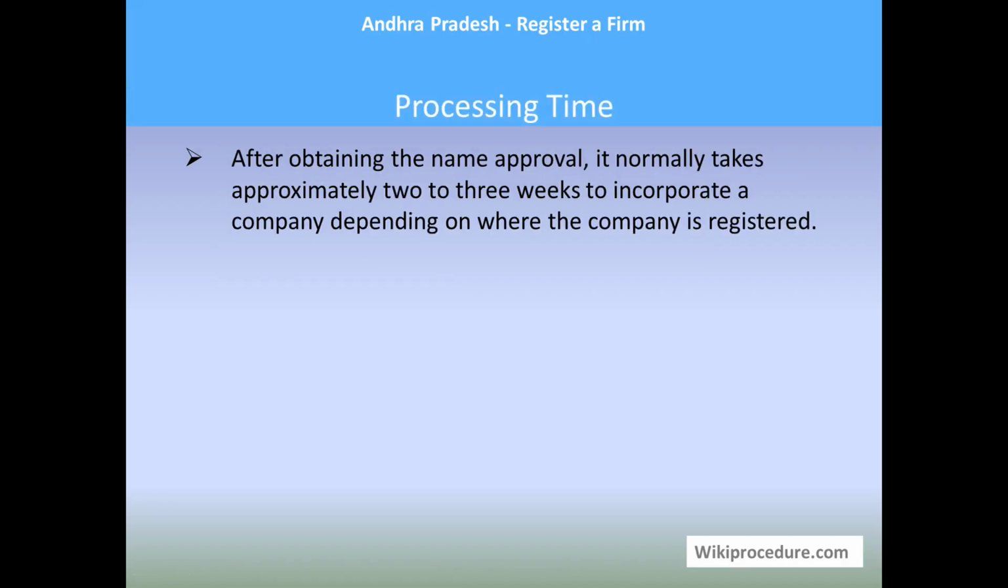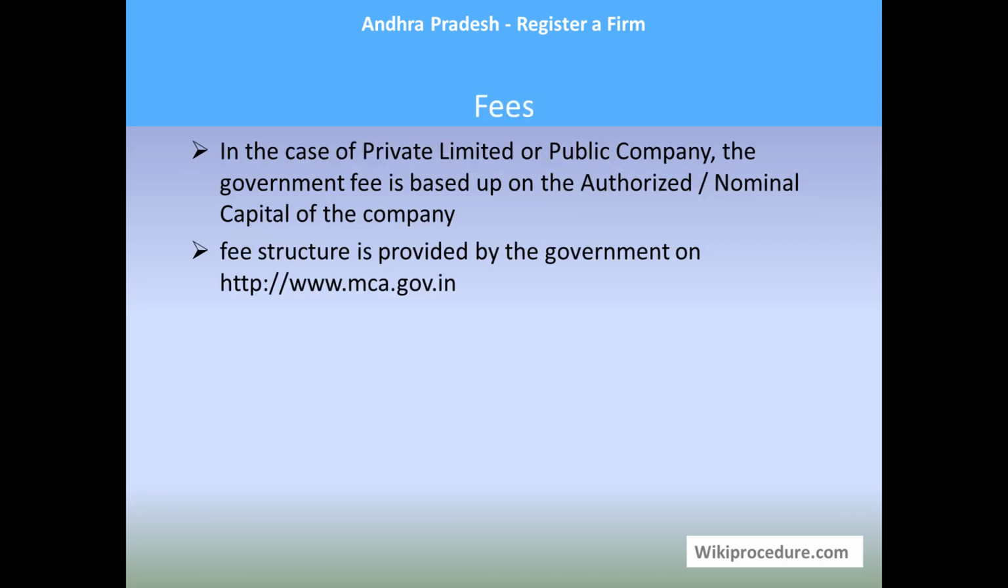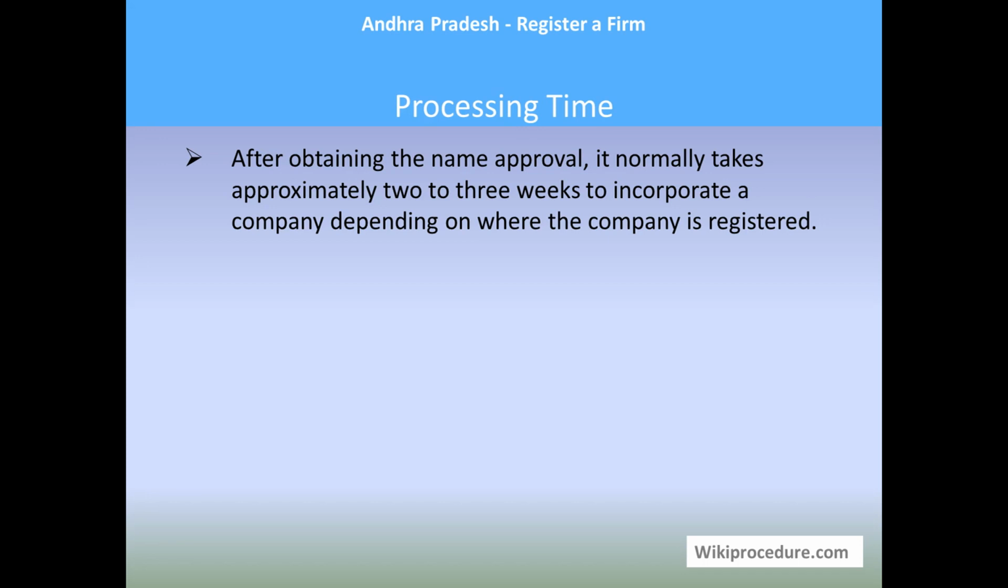Processing time: apart from the fees which we stated, if you are applying through a chartered accountant, then you need to pay the chartered accountant's professional fees. That is mandatory. After obtaining the name approval, it normally takes approximately 2 or 3 weeks to incorporate a company, depending on where the company is registered.